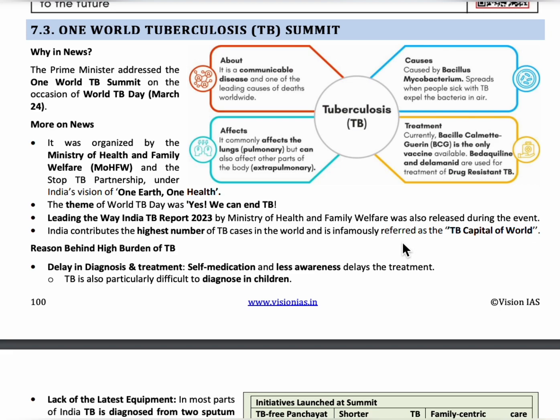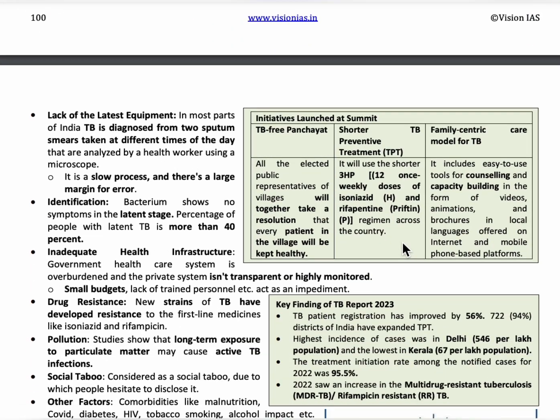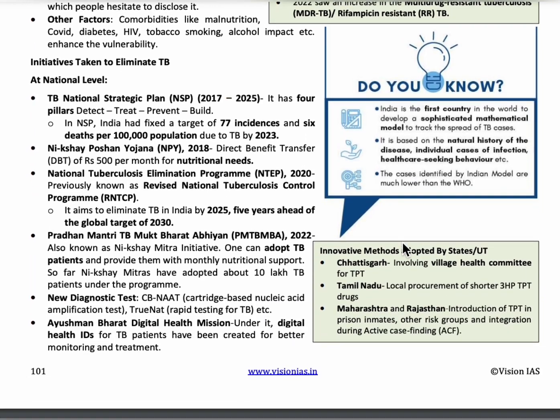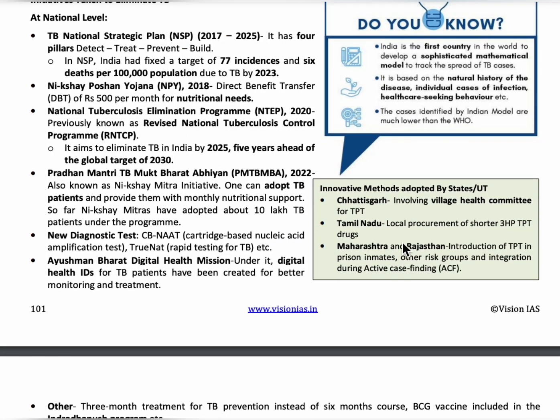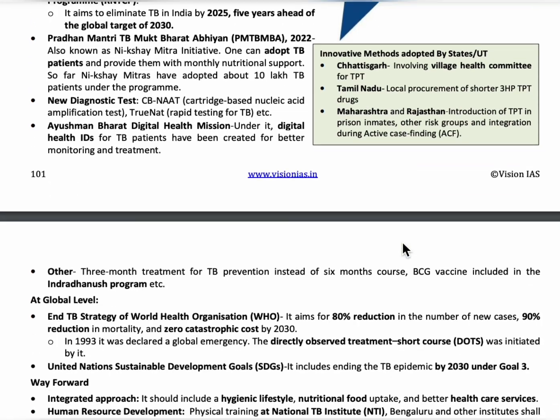So, India has contributed the highest number of TB cases in the world. So, some initiatives have also been launched by the Indian government to eliminate TB. So, they are Nikshay Poshan Yojana, National Tuberculosis Elimination Program, Pradhan Mantri TB Mukt Bharat Abhiyan, New Diagnostic Test, Ayushman Bharat Digital Health Mission. So, all these are some of the initiatives taken by India to eliminate TB.